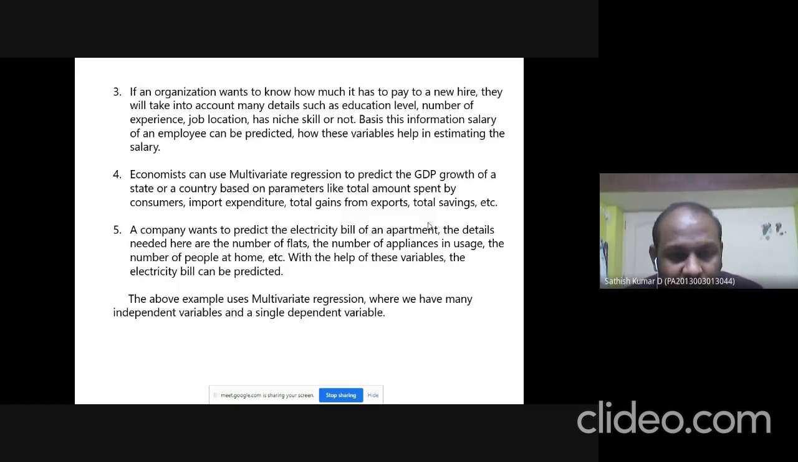A company wants to predict the electricity bill of an apartment. The details needed here are the number of flats, the number of appliances in usage, the number of people at home, etc. With the help of these variables, the electricity bill can be predicted.